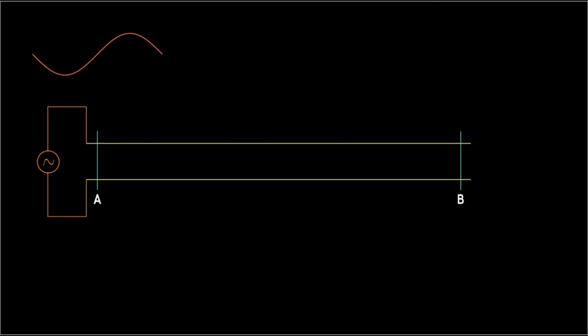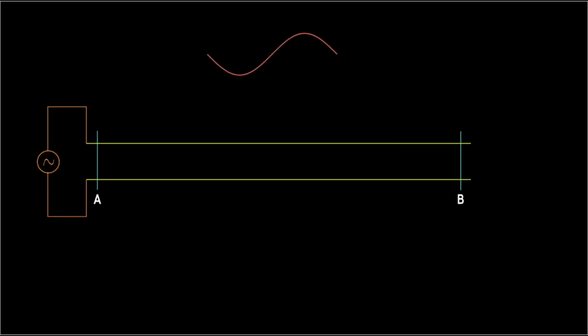But this is not true. This is valid only if the signal travels across the wire with infinite speed. But in reality, signals cannot travel faster than the speed of light. So the voltage pulse will reach point B at instant t2 after some delay. That delay is known as transit time. Transit time results in a voltage difference between points A and B.